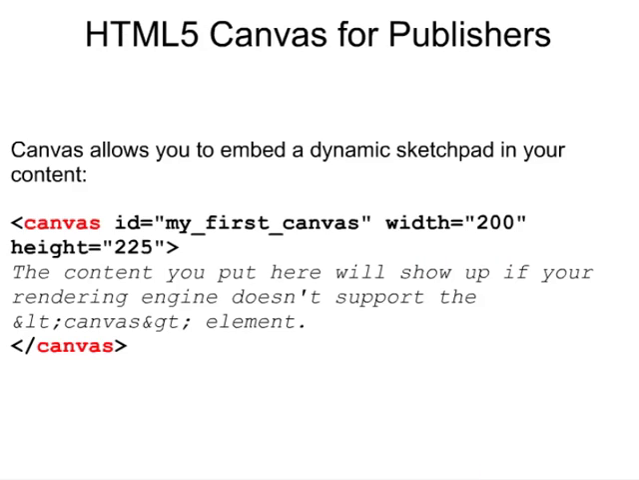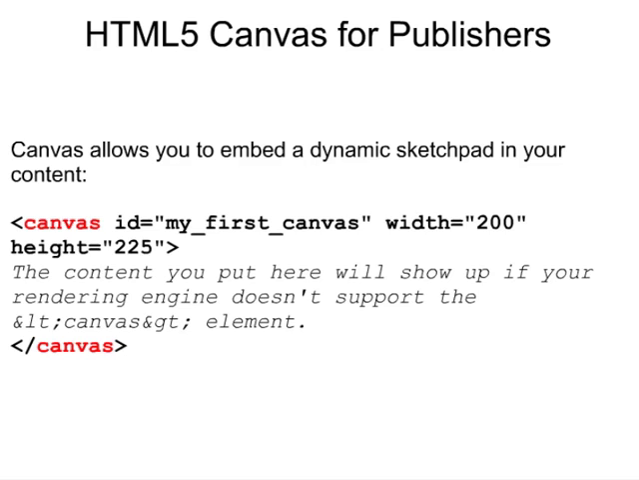The first thing I want to talk about is HTML5 Canvas. And what Canvas allows you to do is embed a dynamic sketchpad into your ebook content. So the tag itself is really, really simple for Canvas. And I've got it highlighted there in red and in bold. It's just a simple tag there, and then you have the option of specifying a width and height, which is the dimensions of the actual sketchpad in your browser window or e-reader.